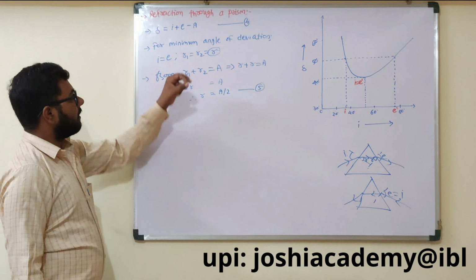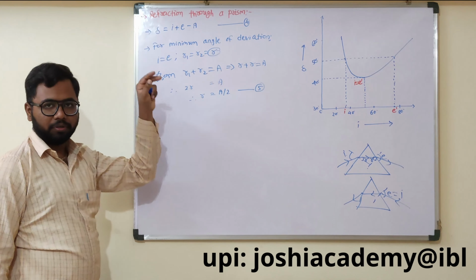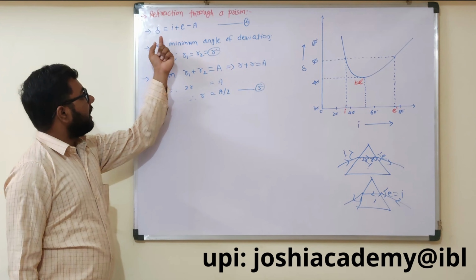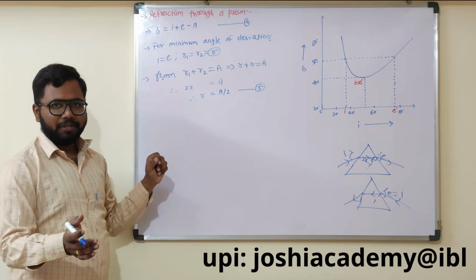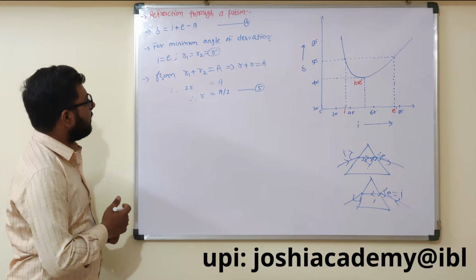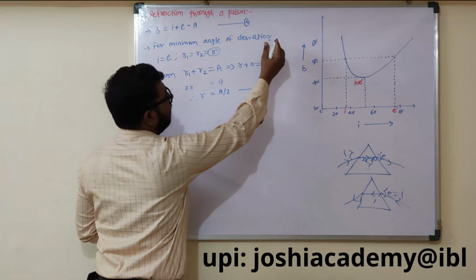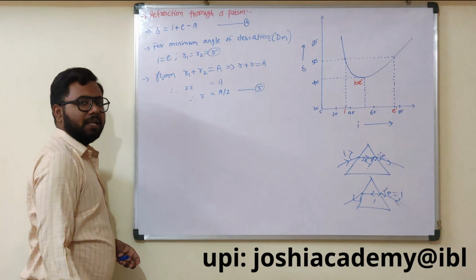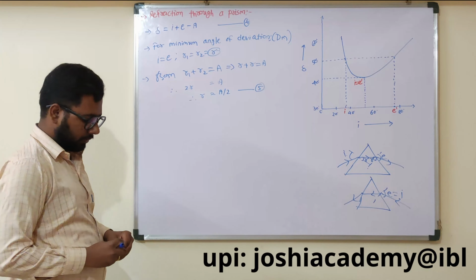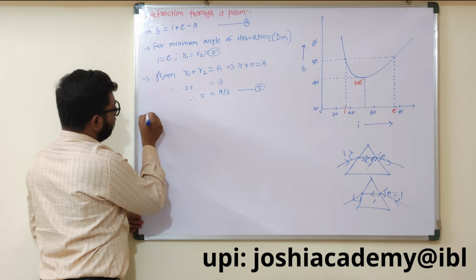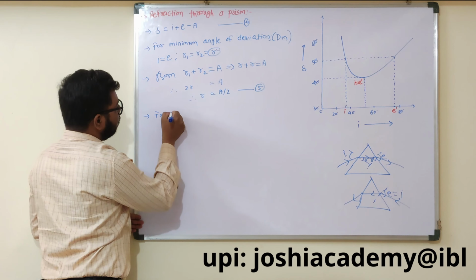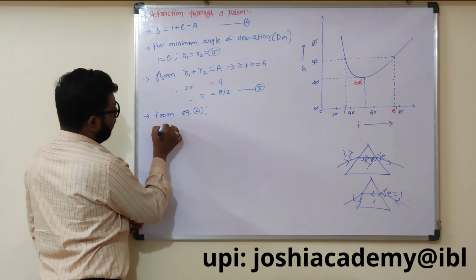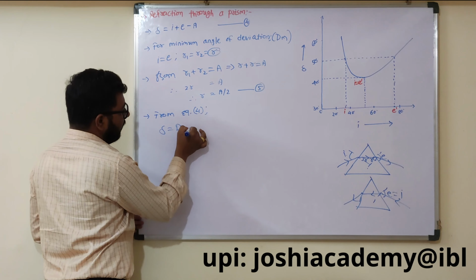Similarly, let us consider this equation 4, and let us rewrite it as the minimum angle of deviation. So instead of delta, we are going to consider it as the minimum angle of deviation. This can be represented by capital D subscript M. So from equation 4, our delta will be equal to Dm.